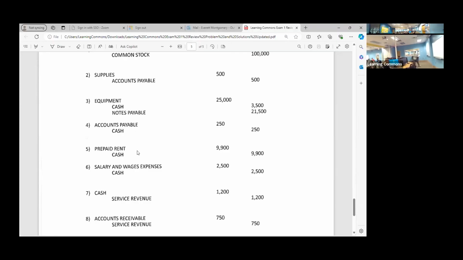Number 6 was pretty simple. You pay salaries, so you're going to debit salaries and wages expense, and credit cash. That's pretty simple there. Number 7 said you perform services and collected cash from customers. So of course, you perform services, your cash is going to go up, and your service revenue is going up.